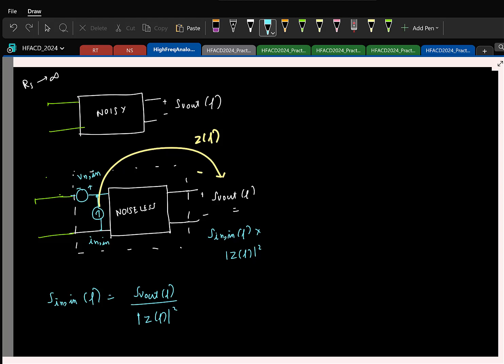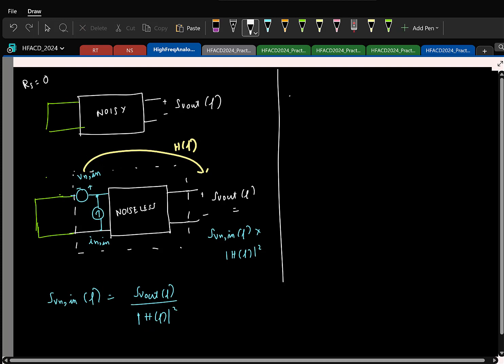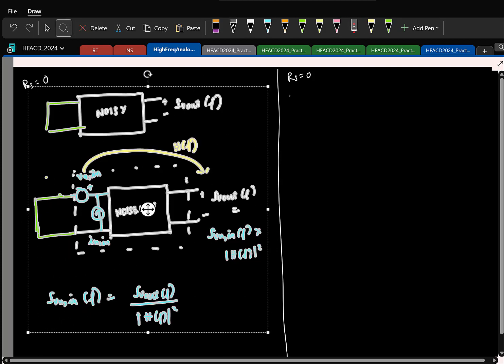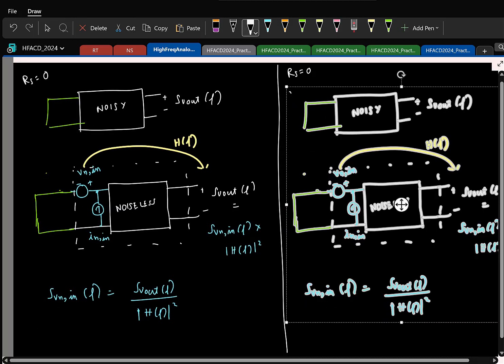Again, like I mentioned in the earlier case, you don't necessarily have to find the open circuit voltage. You can also find the short circuit current. So I'll just write it and we'll wrap up. Let us say I take this case. To find the input referred noise voltage, of course you have to make Rs to be 0. But instead of finding the open circuit voltage here, I can also find the short circuit current. So just a minor variation.